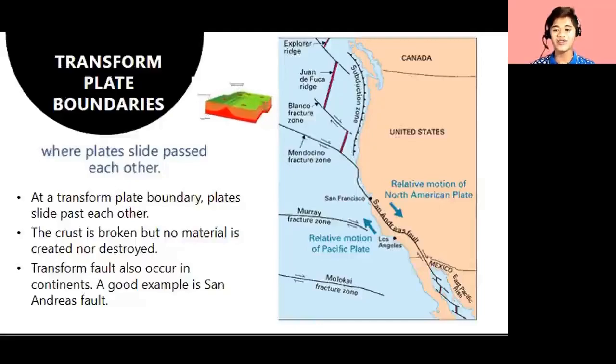The San Andreas Fault system is a transform fault that connects two ocean ridge systems, the East Pacific Rise in the south to the Explorer Ridge in the north, in California. The San Andreas Fault is the transform boundary between the North American plate and the Pacific plate.